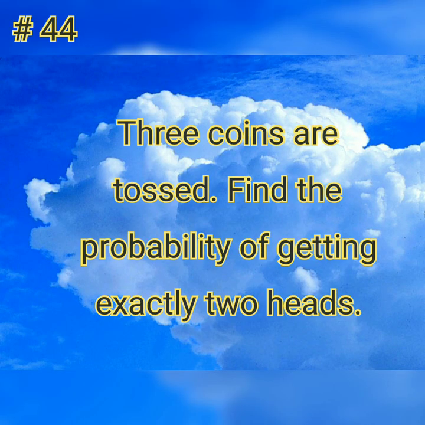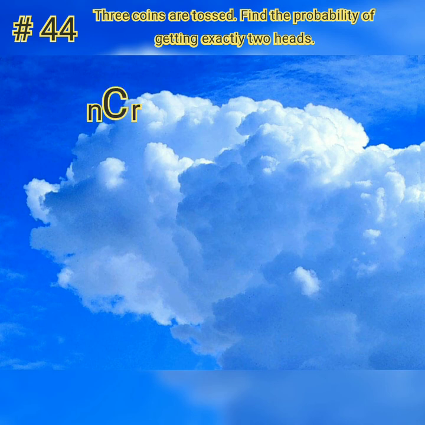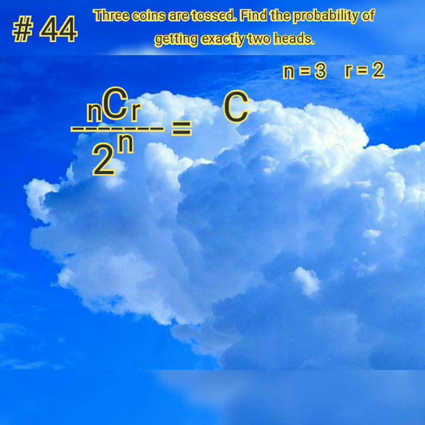Three coins are tossed. Find the probability of getting exactly two heads. To solve this, we will use the formula, the combination of n things taken r at a time, all over 2 raised to n. Based on the given, n is equal to 3 since we have 3 coins tossed, and r is equal to 2 since we need to get exactly 2 heads. This will be the combination of 3 things taken 2 at a time, all over 2 cubed.